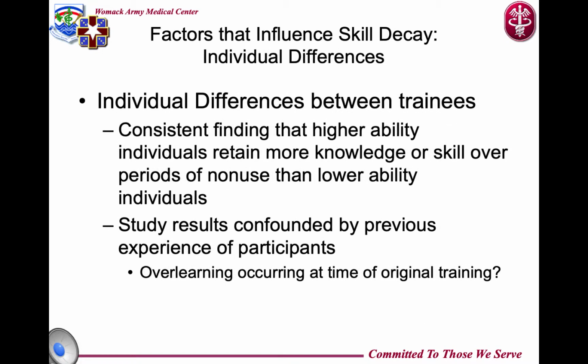Results consistently find that higher ability individuals retain more knowledge or skill over periods of non-use than lower ability individuals. However, it's reasonable to hypothesize that previous experience can confound the treatment effect, such that individuals with unidentified relevant experience are actually overlearning during what is intended to be a criterion performance. As a result of that overlearning, rather than some innate ability, that's what's getting these individuals to gain more durable skill.